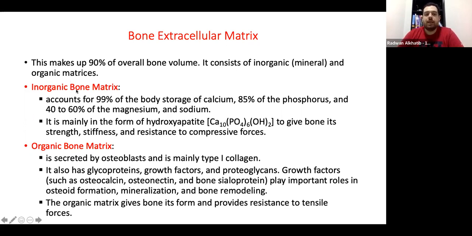So that's basically the inorganic bone matter, which is the calcium and phosphate. We know that the bone holds the majority of the calcium and phosphate in the body, in the form of hydroxyapatite crystals. And it deposits this calcium and phosphate over what we call the organic matrix, which is mainly type 1 collagen.